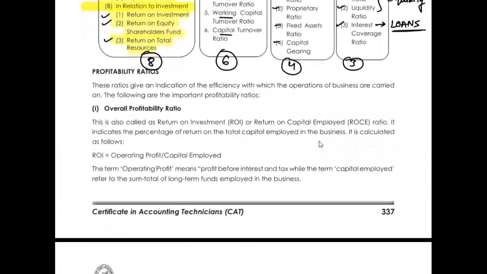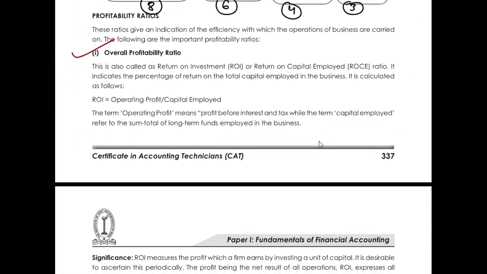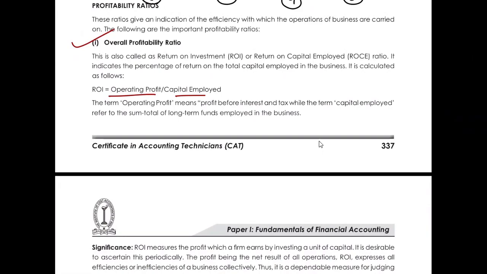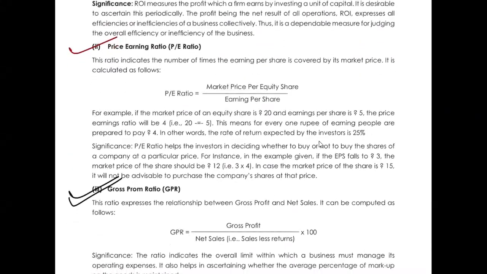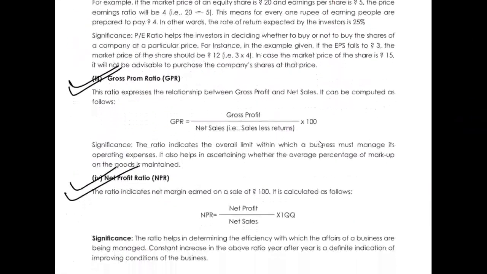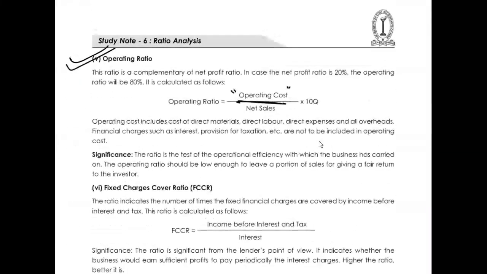So in the profitability ratios, we have the overall profitability, that is your operating profit divided by the capital employed. We have covered this. Price earning ratio is the market price per share divided by the earning per share, PE ratio, which I have told you. Okay, gross profit we have already covered, net profit we have already covered. Then we have the operating profit ratio. Just see the significance also, which we have discussed when learning the ratio.